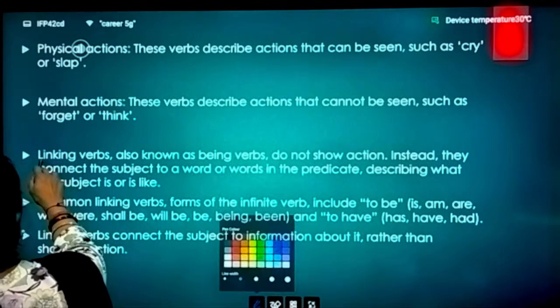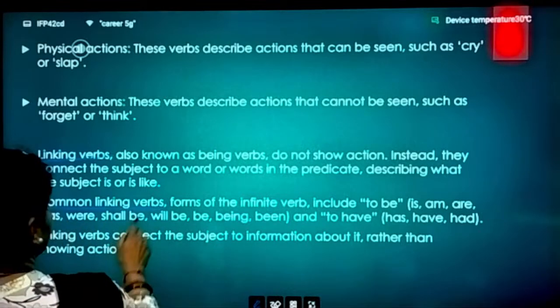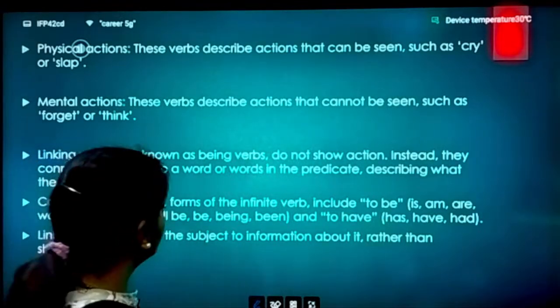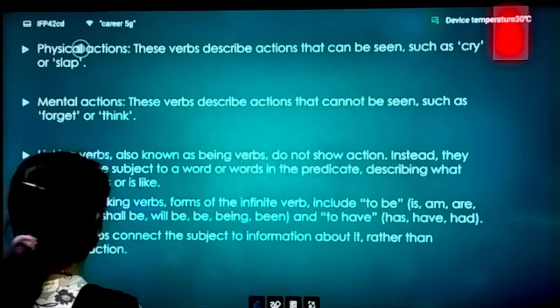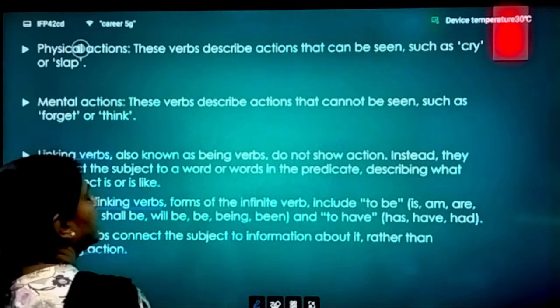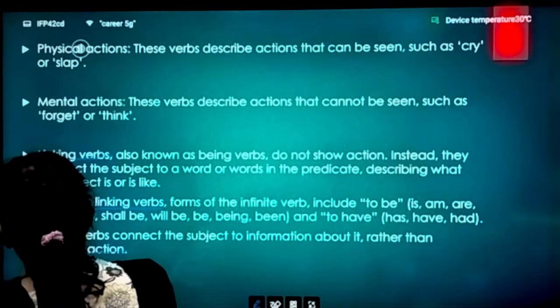So it is a linking verb, and a common linking verb forms the infinite verb. The linking verbs connect the subject and information about it rather than showing action. It is going to connect the two phrases, we could say that.